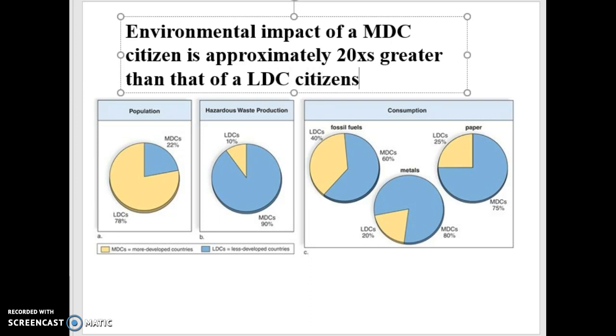So yeah, we have a smaller population, but we consume the bulk of the world's resources. We consume the majority of paper, fossil fuels, metals, etc. We produce a huge amount of waste, hazardous waste production from developing countries. So while we may not have a huge population, we're stressing the carrying capacity of this planet beyond belief. The entire planet can't live the same lifestyle as somebody from a more developed country.